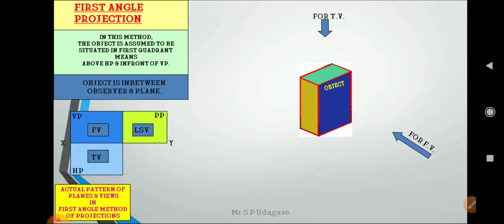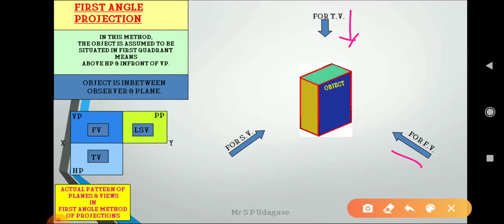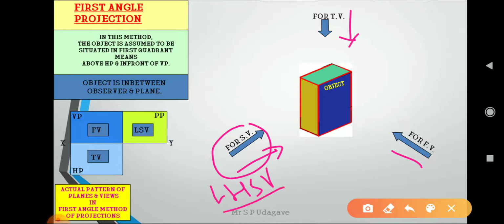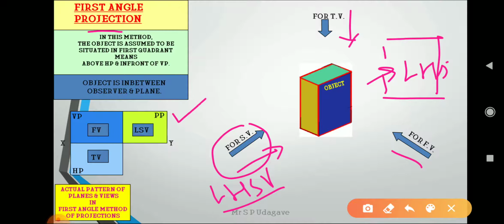Now the arrow shows the direction: this is for the front view, this is for the top view when we see the object from the top, and this is for the side view, the left hand side view, called the LHSV. For the first angle projection method, the view comes on the profile plane, that is the left hand side view, shown in this figure.